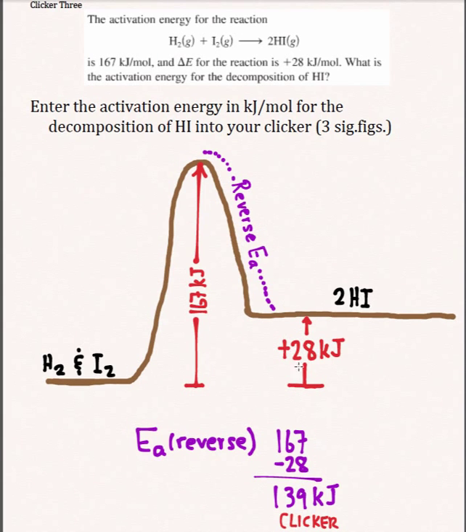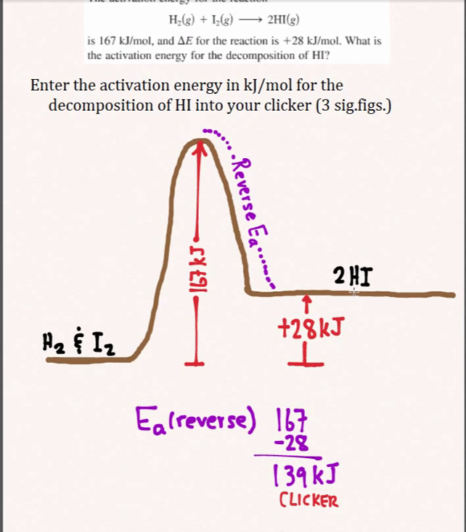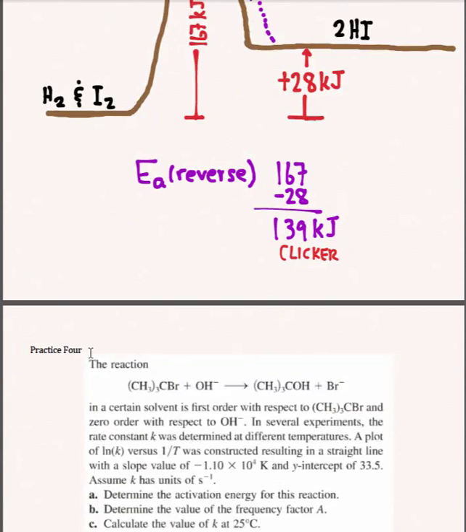So it's endothermic at 28 kilojoules, and the activation energy is 167. If I want to go from here up to here, the reverse looks like it has an activation energy of 167 minus 28 to get from here over this hill to here. Interesting.